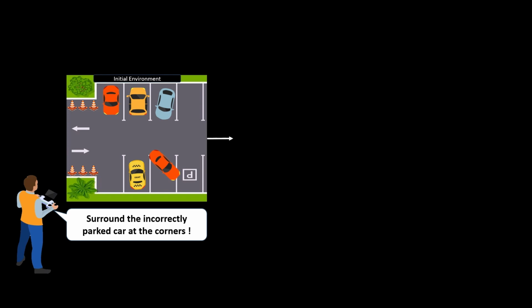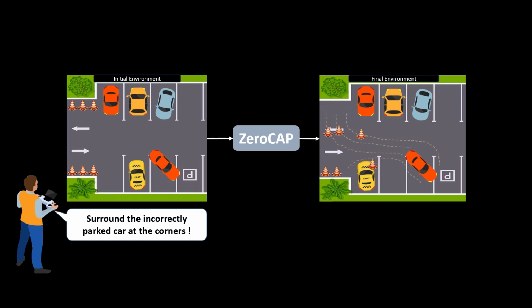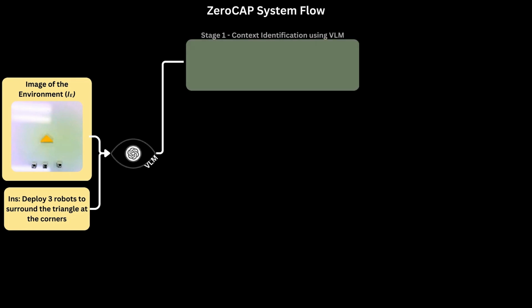With ZeroCAP, we expect our system to result in the following output, where the robot cones are essentially aligned around the corners of the object. The entire process for ZeroCAP starts off with two user inputs. The first is an image of the environment, and the second is the instruction, which are passed to a vision language model that identifies the context of the task.